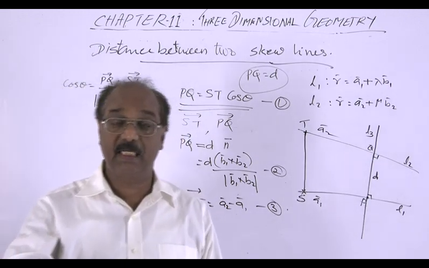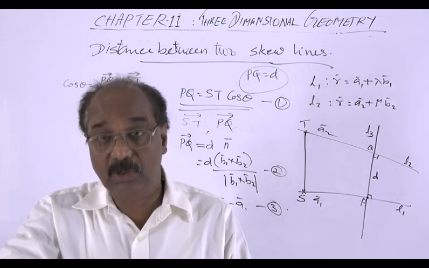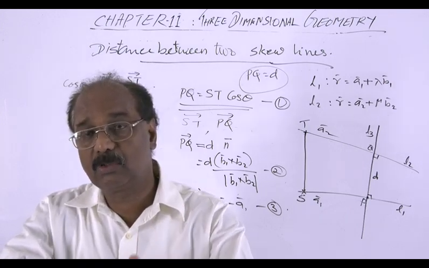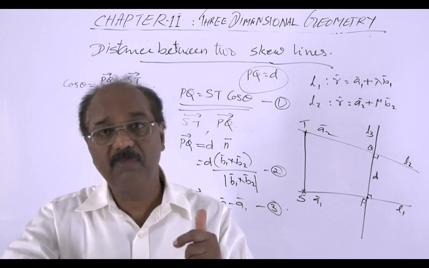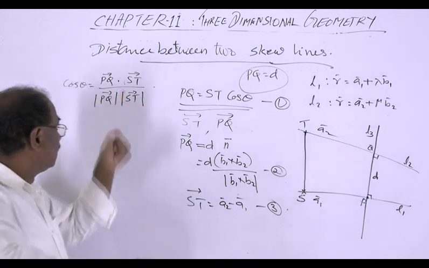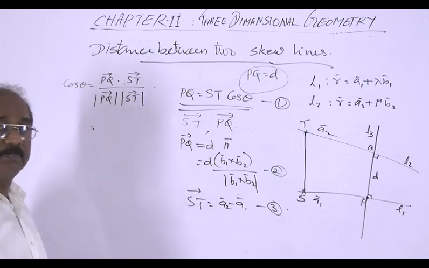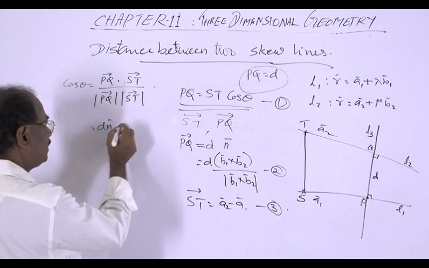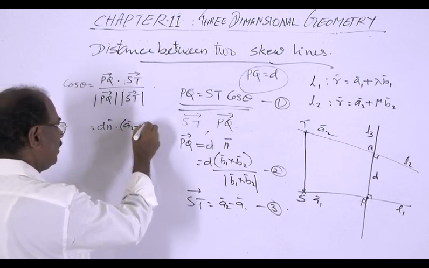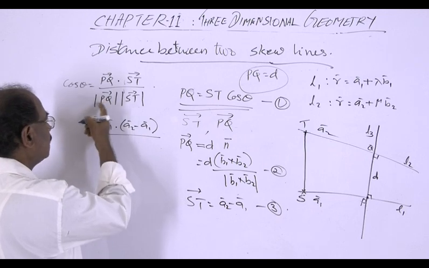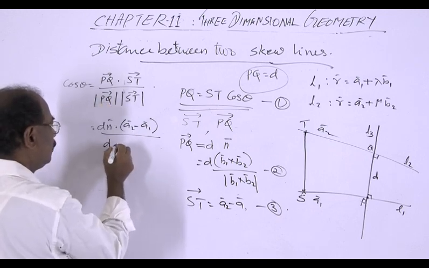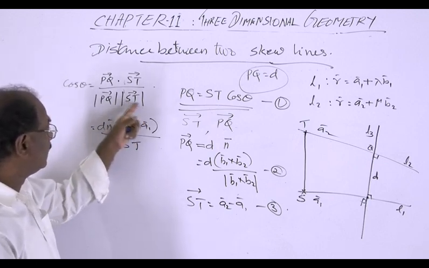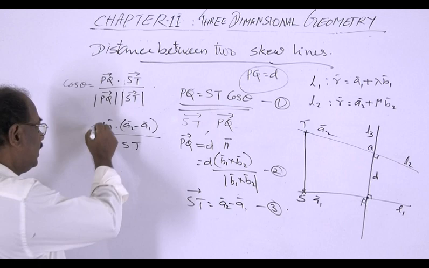Because for two vectors A and B, we know A dot B is equal to AB cos theta, or cos theta is equal to A dot B by AB. AB means modulus of vector A into modulus of vector B. In that form, we get PQ is equal to D into N dot ST, where ST is A2 minus A1, divided by PQ, that is D into ST. Modulus of vector ST is ST. So D and D cancel.